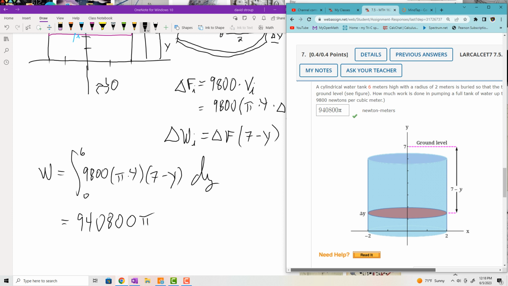Okay, what problem was that? That's problem 7. I just want to make sure I got it. So I don't have any mistakes in there.